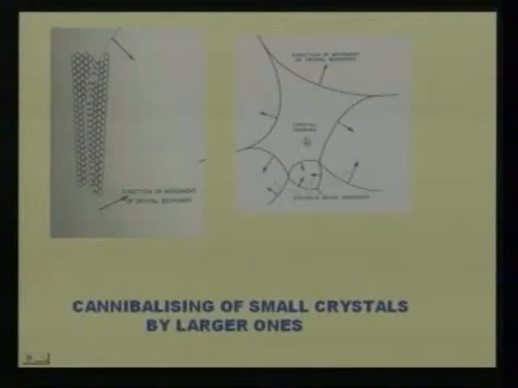Bigger crystals tend to grow in all directions. You see the direction of movement of the crystal boundary. When it is growing in all directions, at the boundaries, if there are any small crystals, those crystals will be absorbed by the bigger crystal. In that way the crystal size increases. This is the process of cannibalizing of small crystals by larger ones.